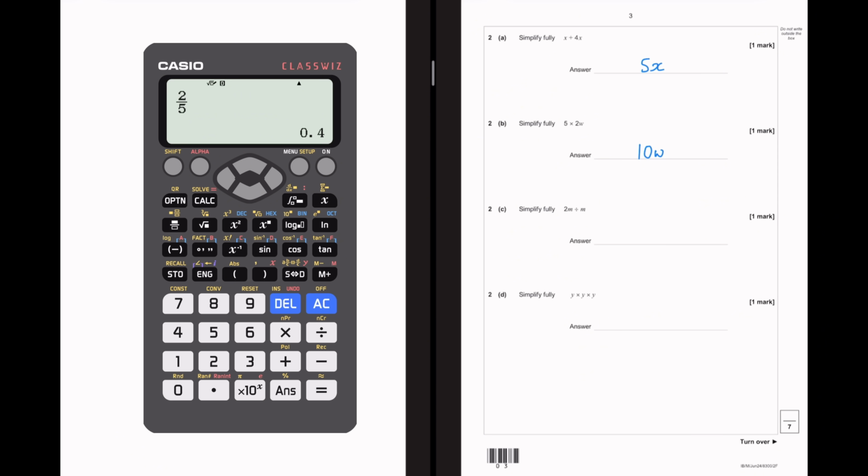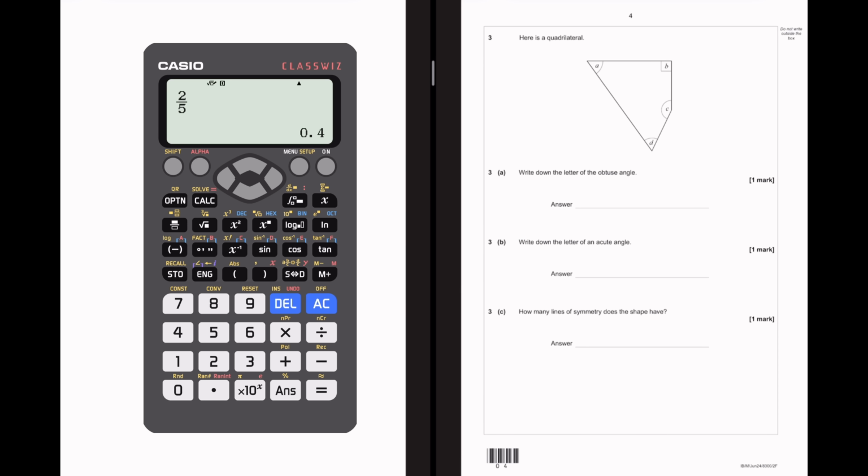2c says simplify fully, 2m divided by m. So we've got 2m divided by m. So that means m cancels on the top and bottom of the fraction to give us the answer 2. Part D says simplify fully, y times y times y. This is just y cubed.